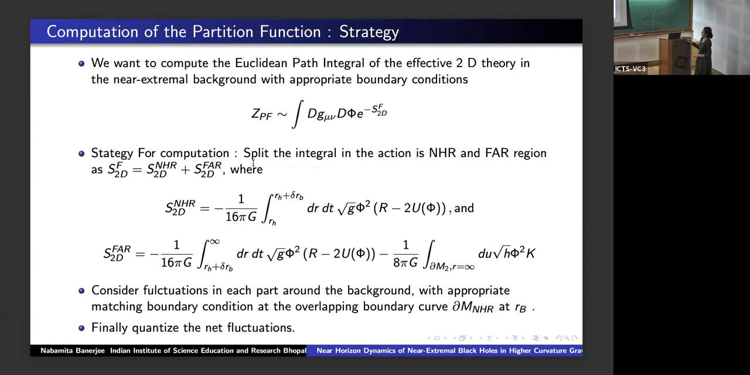So we want to compute the Euclidean path integral of this effective two-dimensional theory in the near-extremal background with appropriate boundary conditions. By this boundary condition, I mean the boundary condition at the asymptotes of my space-time. And the strategy for this computation is going to be the following: I'll compute this action, which is now a two-dimensional action. I'm going to split it into these two parts, whereby in S2D NHR I'm going to do the R integral. I'm basically just splitting the R integral from RH, from the extremal horizon to this RB, and then from RB to my infinity. Accordingly, one has to take the boundary contributions coming from the boundary that I have placed at R. If one can do that, then one will hopefully be able to go ahead and find the partition function.